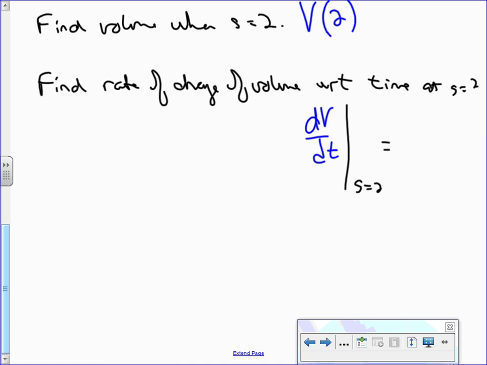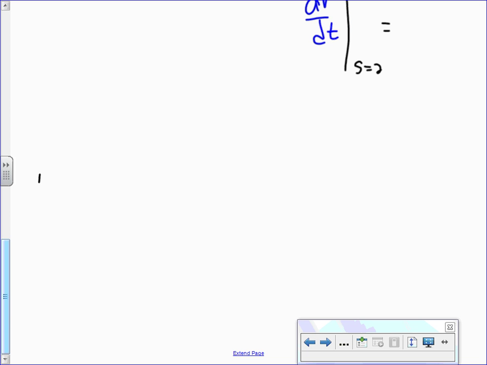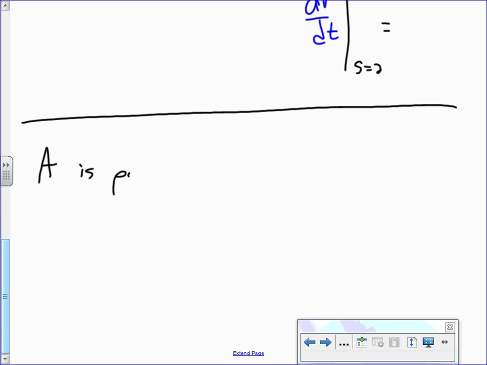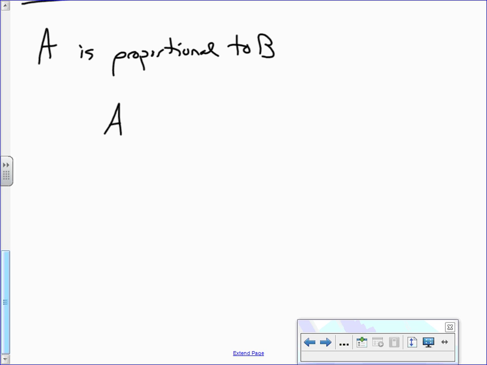All right, let's look at two more little pieces of information that pop up in the workbook. This is not calculus, this is just review. A is proportional to B. What does that mean? What can you write down when you see those words? A is, I remember? A equals K times B, where K is some constant.